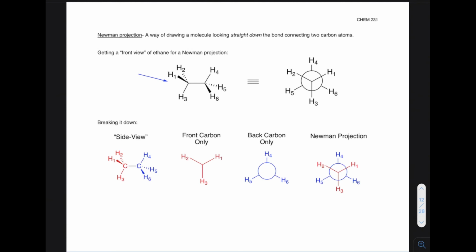Okay, so again, looking at ethane, same as before, and we're using this blue arrow here to indicate which carbon we're going to start looking at. We're indicating this carbon is the carbon we're going to have in our focal point.